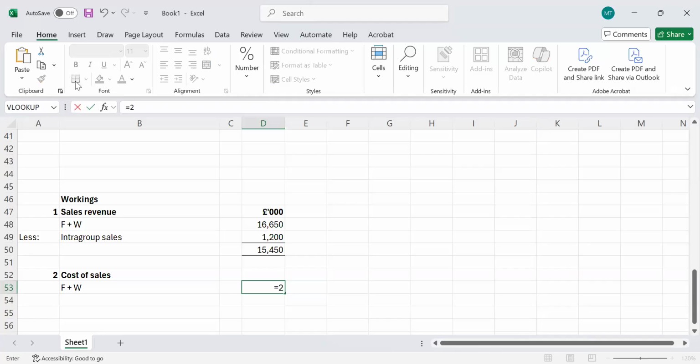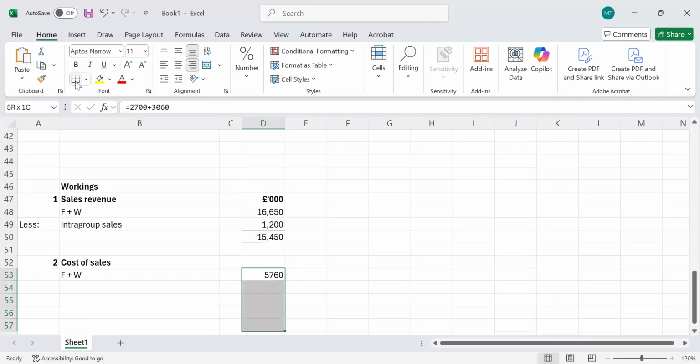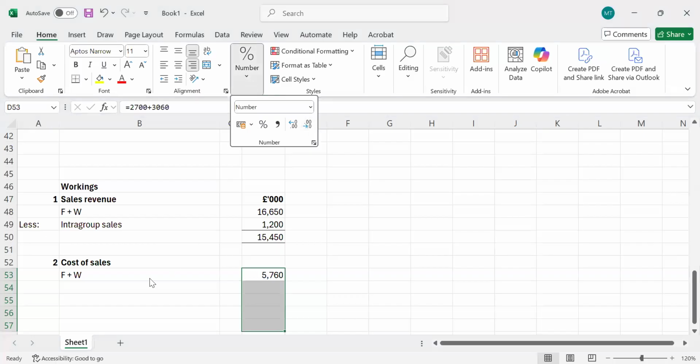2.7 million of the parent and 3060 of the subsidiary. Parent is 2,700 and 3060 for the subsidiary. 5760 is the cost of sales figure, but we know that we have to make necessary adjustments. So what are the necessary adjustments?